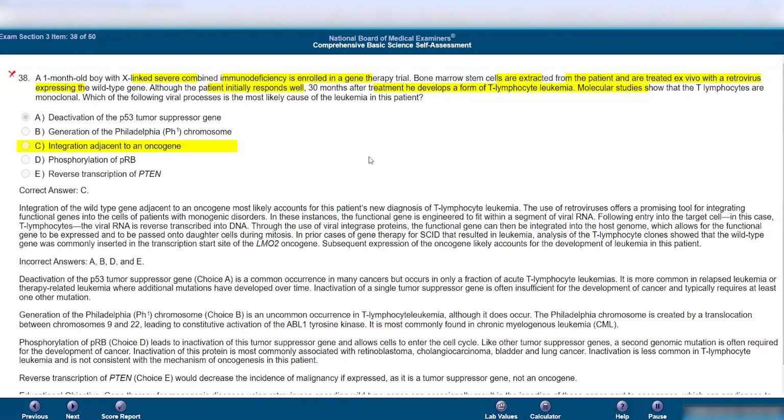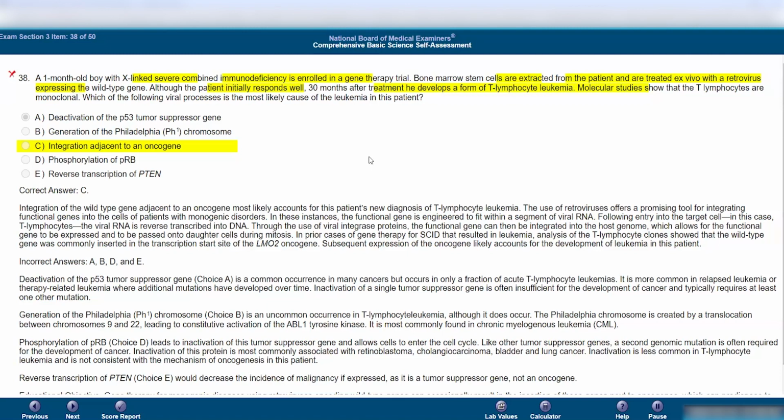I just didn't know this one at all. It said a 1-month-old boy has X-linked severe combined immunodeficiency. He has SCID and he's enrolled in gene therapy. Bone marrow stem cells are extracted from the patient and treated ex vivo with a retrovirus expressing the wild type gene. Although the patient initially responds well, 30 months after the treatment, he develops a form of T lymphocyte leukemia. Molecular studies show that the T lymphocytes are monoclonal. Which of the following viral processes is the most likely cause of the leukemia in this patient? I just didn't know this at all. I kind of took a guess.